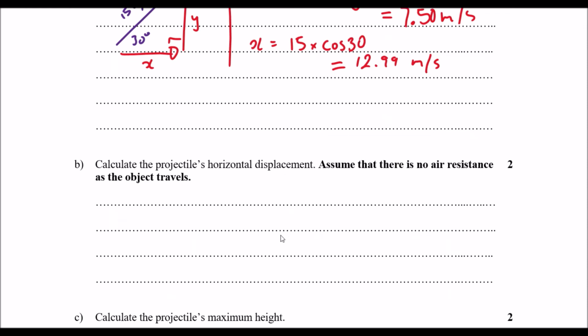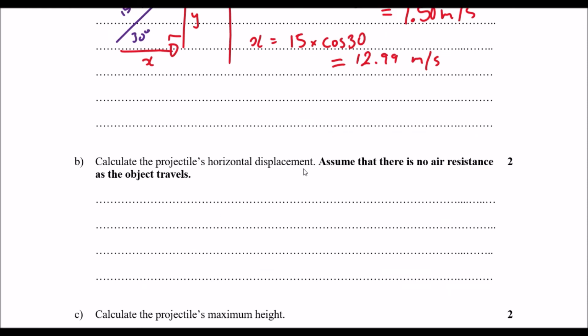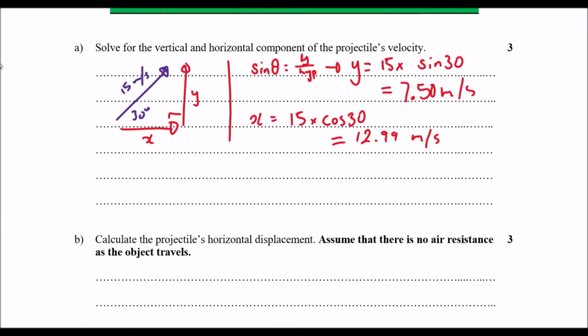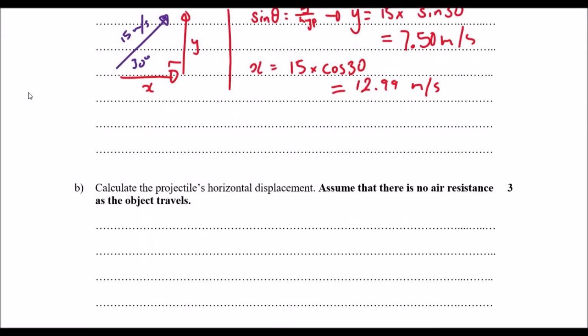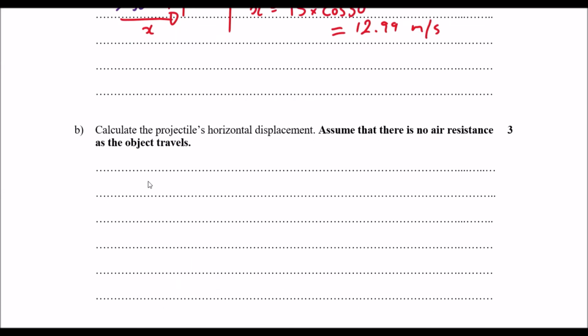Part B says calculate the projectile's horizontal displacement. Assume that there is no air resistance. Okay, so if that was the case, and this probably is worth more than 2 marks, let's change that quickly. Let's look at this question here. Let's say it's about 3 marks.